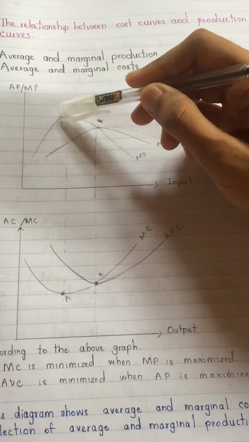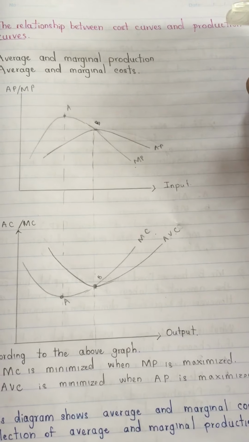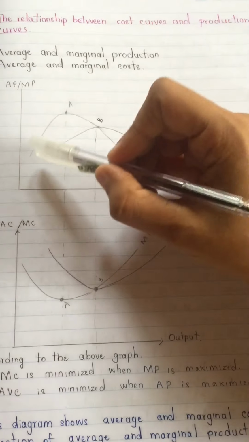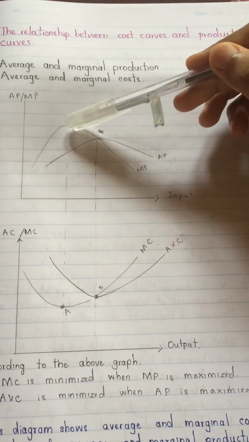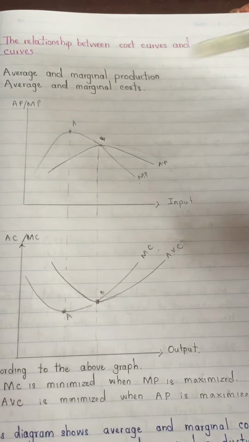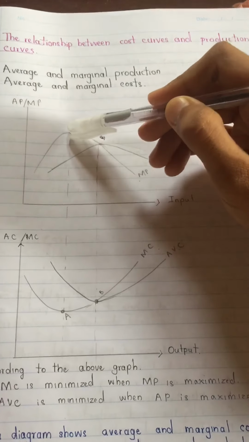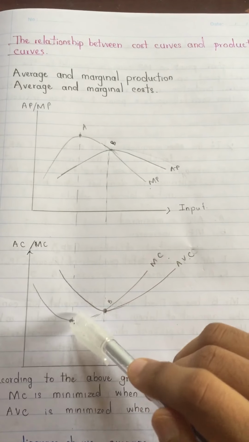The first curve I'm going to talk about is the marginal product curve. You know what is marginal? Marginal means the additional increase in production. So the additional production curve is at its highest point. This highest point represents the marginal cost at its lowest point.